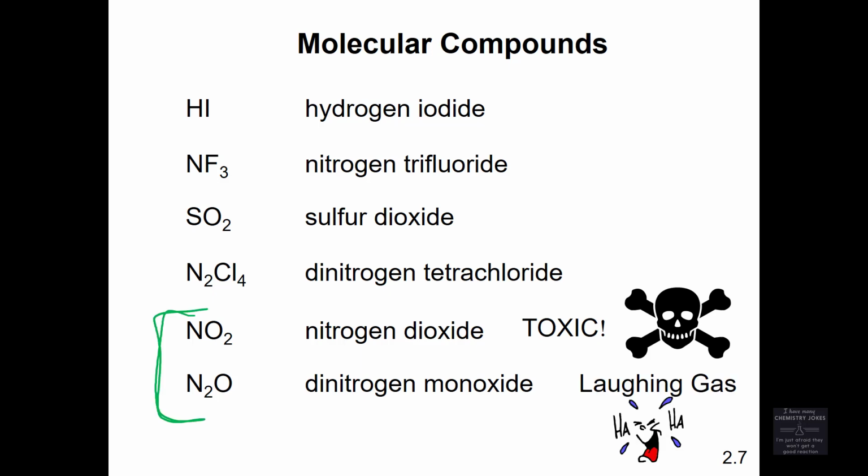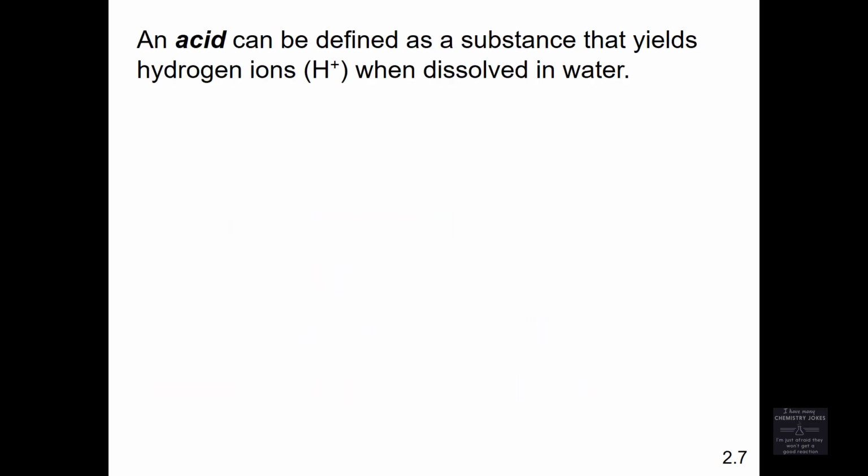These two are interesting because if you combine them in a 2-to-1 oxygen to nitrogen ratio, it's a toxic chemical. If you combine them 2-to-1 in a nitrogen to oxygen ratio, that's laughing gas. Molecules can combine in many, many different ratios. Oh, we've got to wrap this thing up.